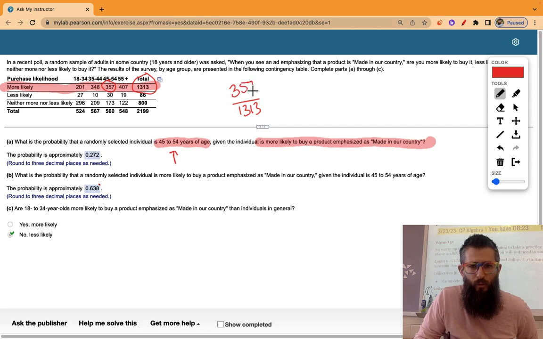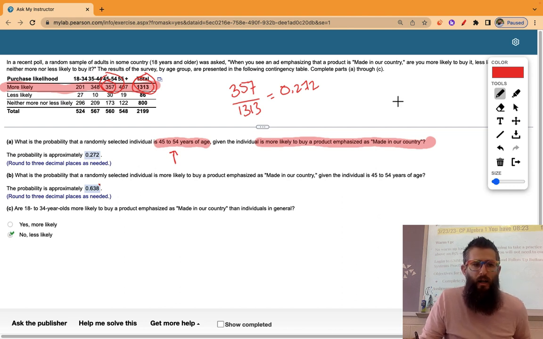So if we're looking for the probability of this particular outcome, we want to take the number of people that are in 45 to 54 years of age and the total number of people that are more than likely to make this purchase. And if you were to find this quantity and plug it into your calculator, you should get something around 0.272.